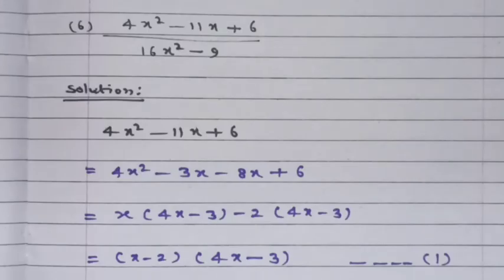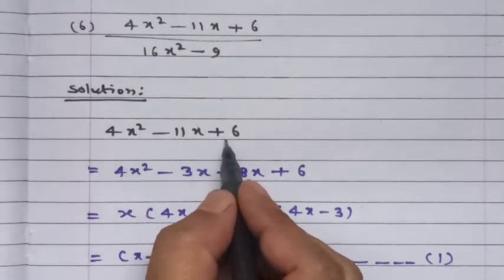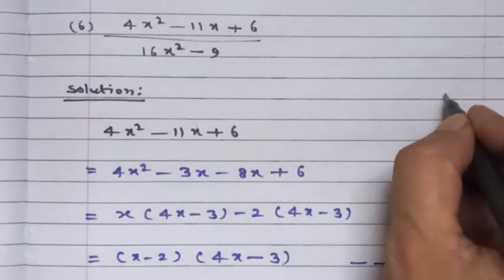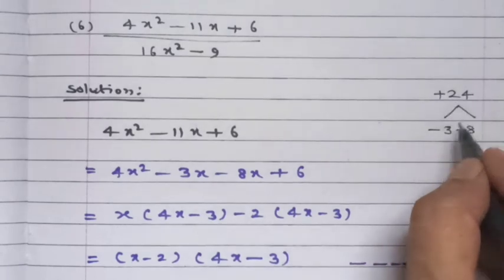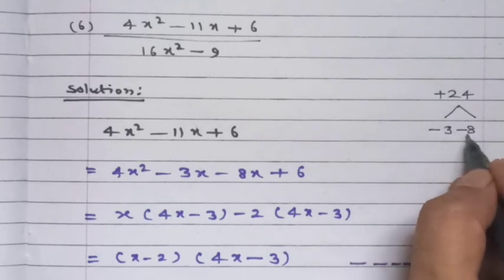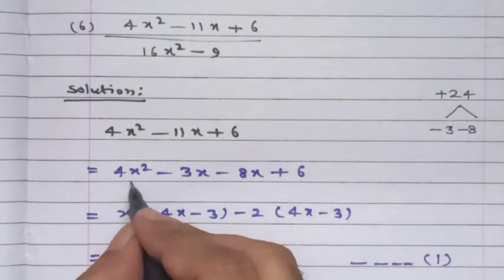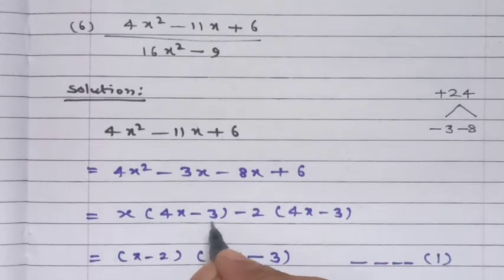Sixth question, 4x square minus 11x plus 6 upon 16x square minus 9. Try to find the factors of 4x square minus 11x plus 6. So just write 4x square minus 11x plus 6. 4 times 6 is 24. Try to take the factors of 24. So both the factors will be minus, so minus 3 and minus 8. So 4x square minus 3x minus 8x plus 6. Take x common, 4x minus 3.